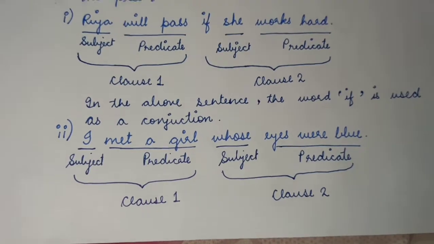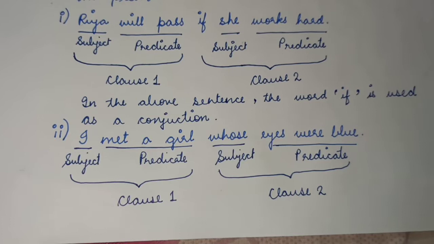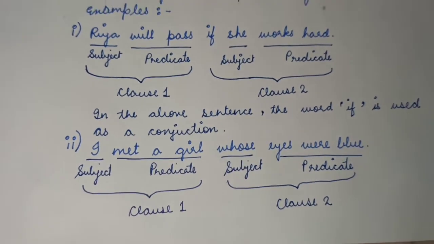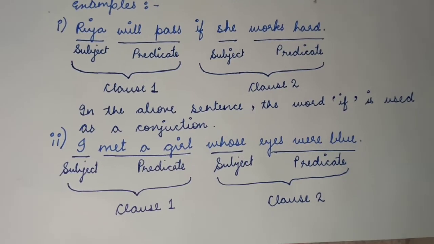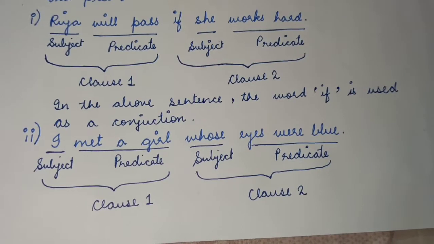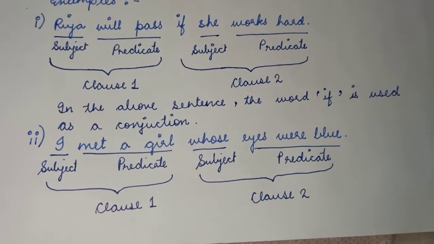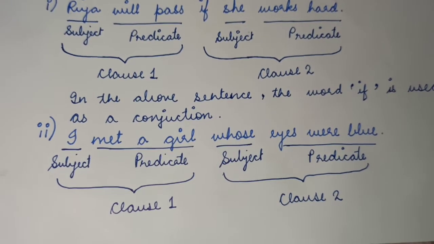In clauses, it is also necessary to have a verb. So in the first clause, the verb is will pass, and in the second clause, the verb is works. In this sentence, the word if is used as a conjunction. Let us have a look at the second example.